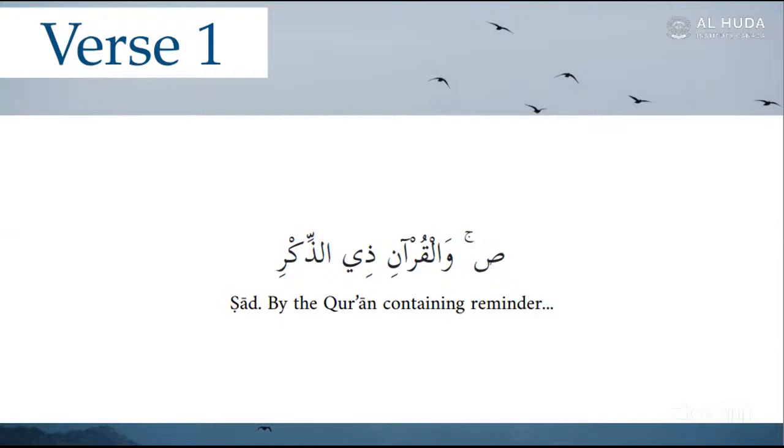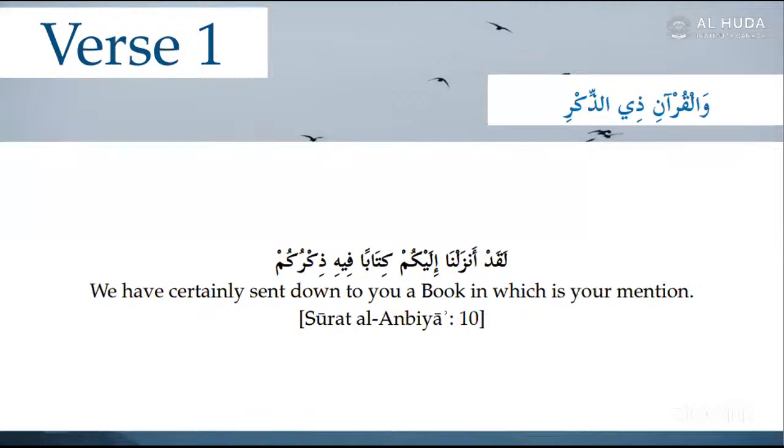In Surah Al-Anbiya, verse 10, we learn, لَقَدْ أَنزَلْنَا إِلَيْكُمْ كِتَابًا فِيهِ ذِكْرُكُمْ. We have certainly sent down to you a book in which is your mention. Meaning matters related to you, related to people.